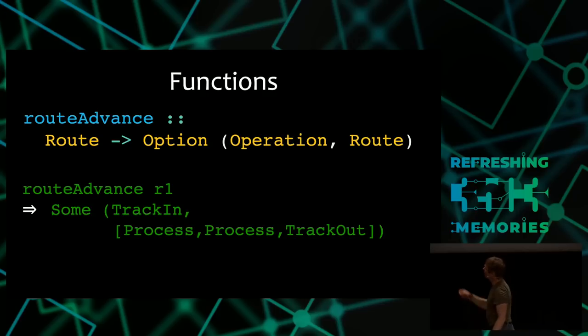So what we want to do is, if we take our route number one, we want to split it into that first operation and a list of the rest. So it should split out the track in and then give us a route of the remaining operations that are in there. OK, so far? So it gets technical. Does anybody have a question?